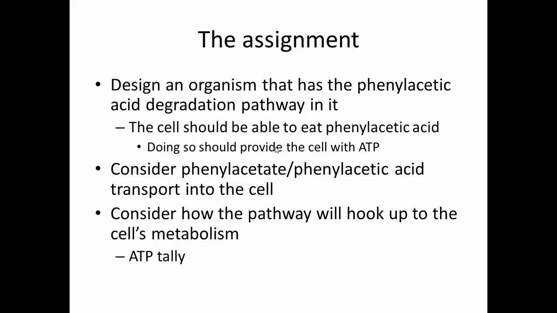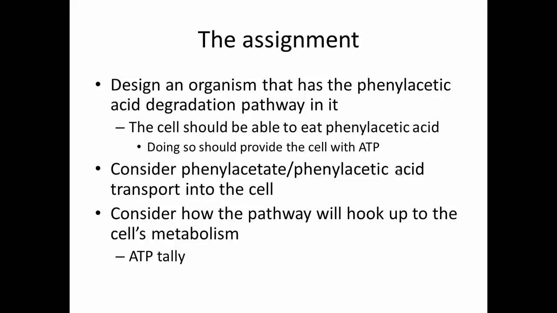Okay, so you have an assignment here regarding phenylacetic acid. We're going to just design an organism, theoretically, that has a phenylacetic acid degradation pathway inside of it. And the cell should be able to eat phenylacetic acid. And doing so should provide the cell with enough ATP to at least come out on top. It may not be the best carbon source, but at least it would be a carbon source. So say we have a ton of those contaminants, a ton of lignin, something like that. We want to get rid of some phenylacetic acid.